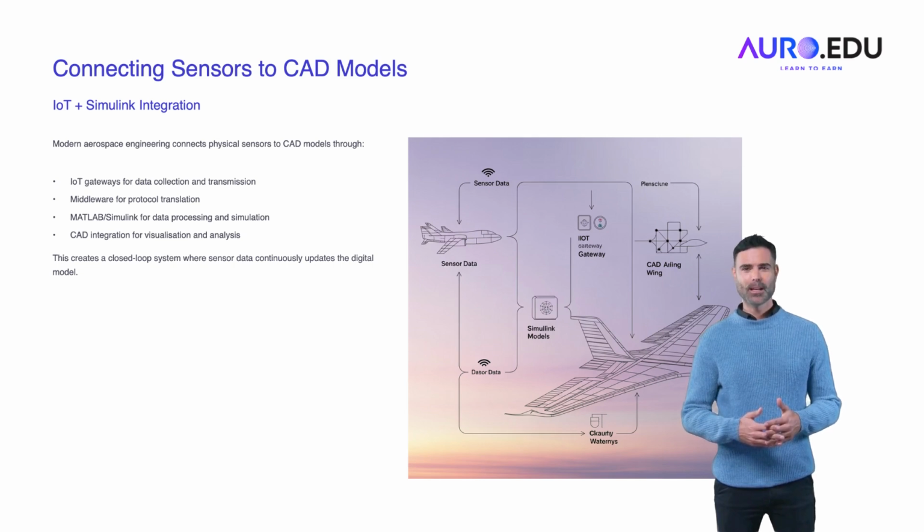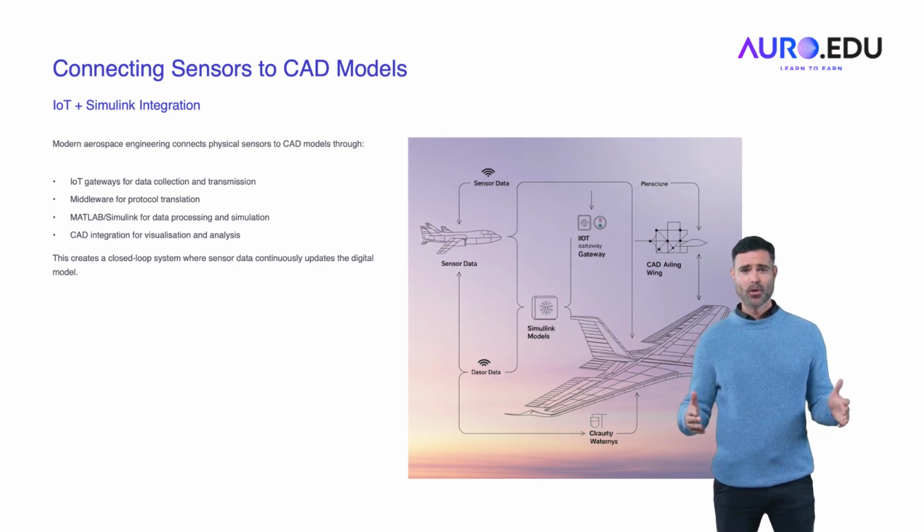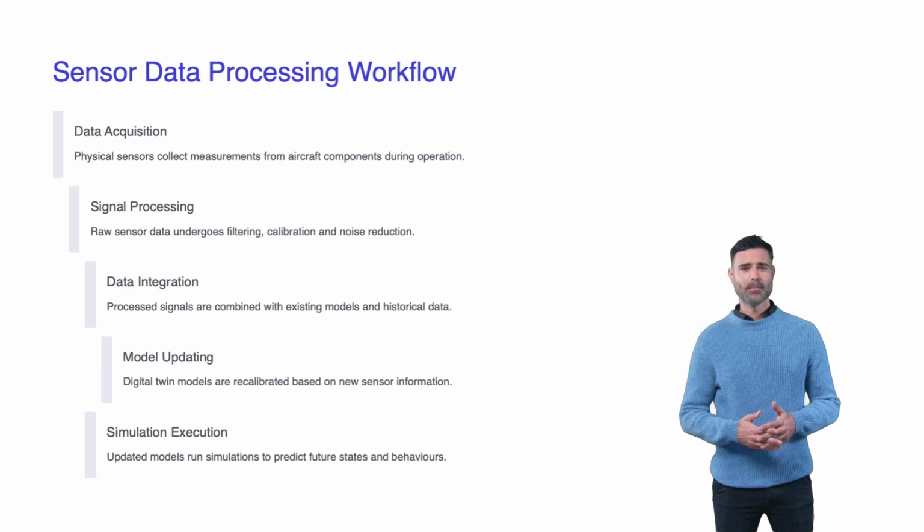This creates a closed-loop system where sensor data is continuously used to update the digital twin, simulating the behavior of the aircraft throughout its life cycle. Engineers can use these updates to predict future behaviors and make adjustments to designs or maintenance schedules. This integration of IoT, Simulink, and CAD models streamlines the design-to-production cycle, improving both accuracy and efficiency in aerospace engineering.